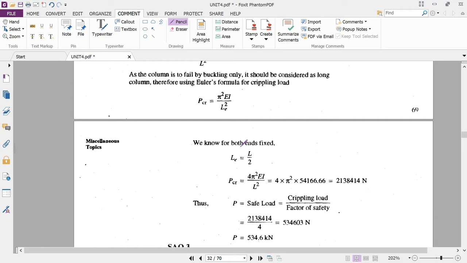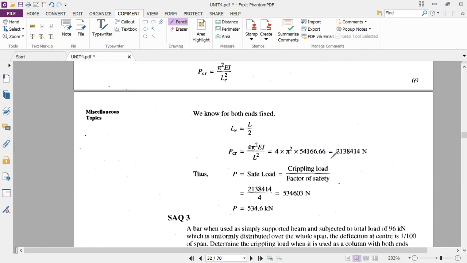What we have seen is that whenever the end condition is that both the ends are fixed, then L effective must be taken as L by 2. So in this equation put the value of L effective as L by 2. So we will get PCR is equal to 4 pi square EI by L square. Finally we will get the critical load as 2138414 Newton.